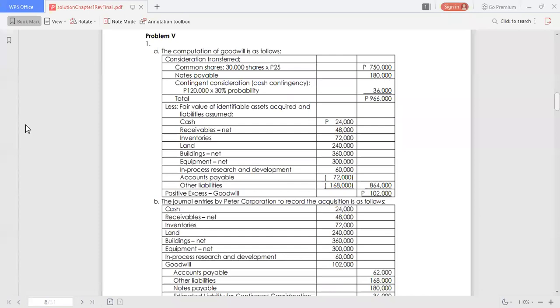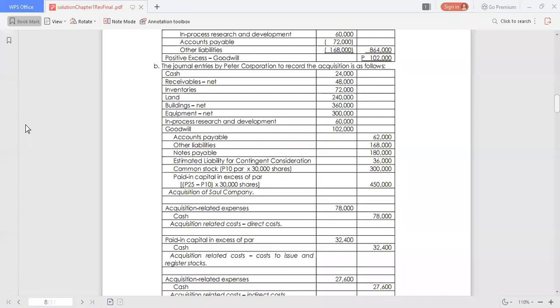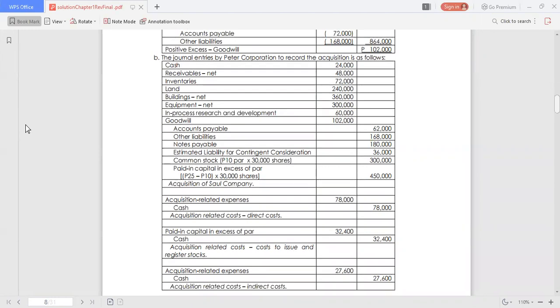So, goodwill is 102,000. Now, in letter B, prepare the entries required in the books of the acquirer in relation to the acquisition. So, we now debit cash, recording all the net asset accounts: cash, receivables, inventories, land, building, equipment, research and development in process, and recording goodwill computed in letter A of 102,000.